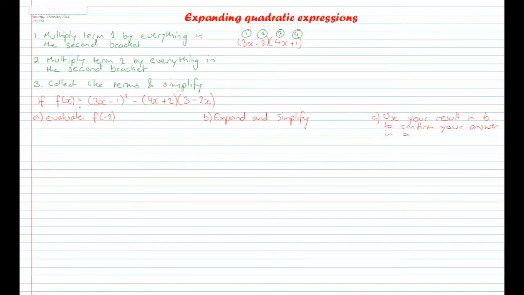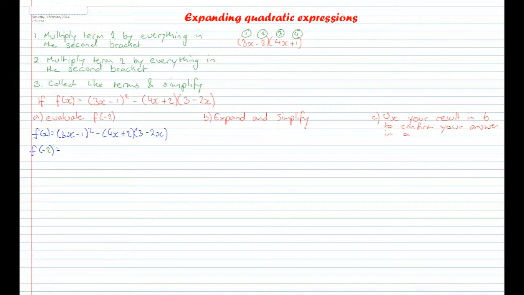Now to do that, let's rewrite out the equation of the function. So you've got f of x is equal to (3x minus 1) squared minus (4x plus 2)(3 minus 2x). Right, that's the function written out. Now it's actually asking us to evaluate f of negative 2. So instead of writing the x, I'm now writing negative 2.